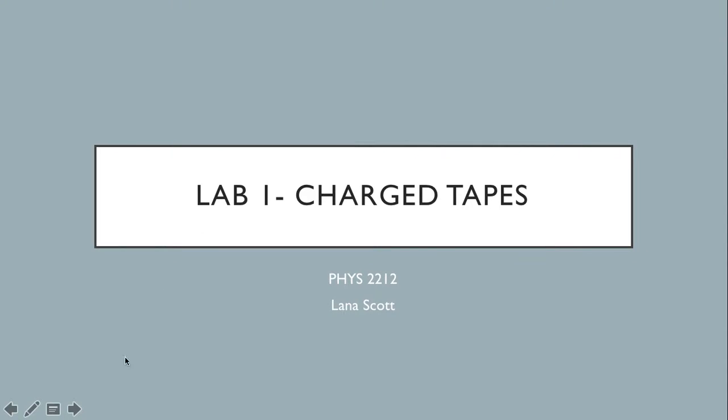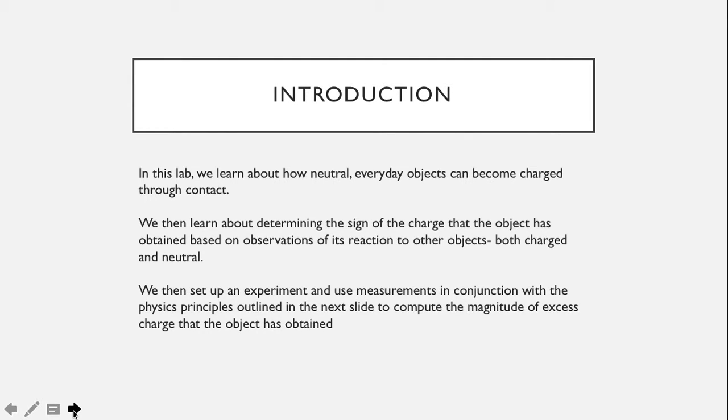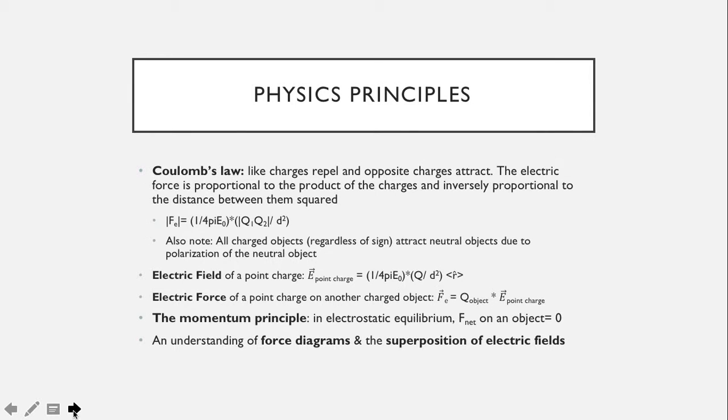This is lab number 1, charged tapes. In this lab, we learn about how neutral objects can become charged via contact, and then we figure out how to determine the sign and magnitude of that charge. Some important physics principles that we need for this lab include Coulomb's law.